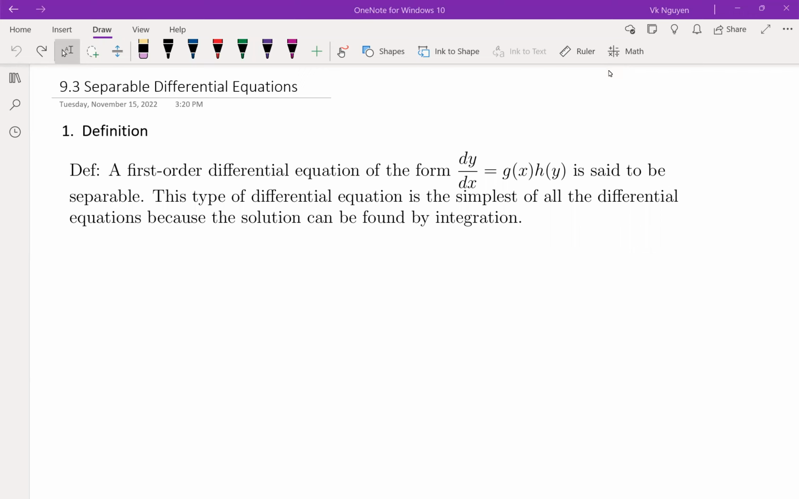Today we explore lesson 9.3, Separable Differential Equations. Number 1, definition. A first order differential equation of the form dy over dx equals g of x times h of y is said to be separable. This type of differential equation is the simplest of all the differential equations because the solution can be found by integration.